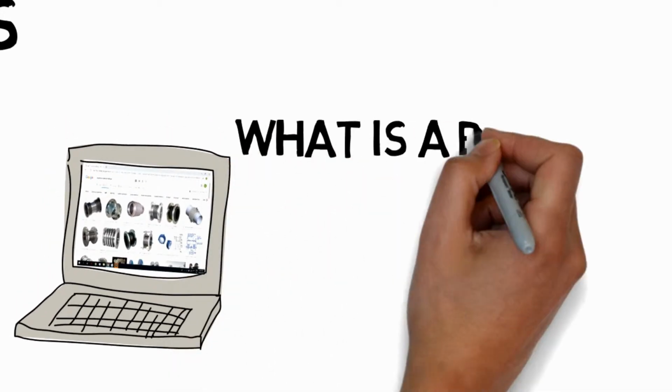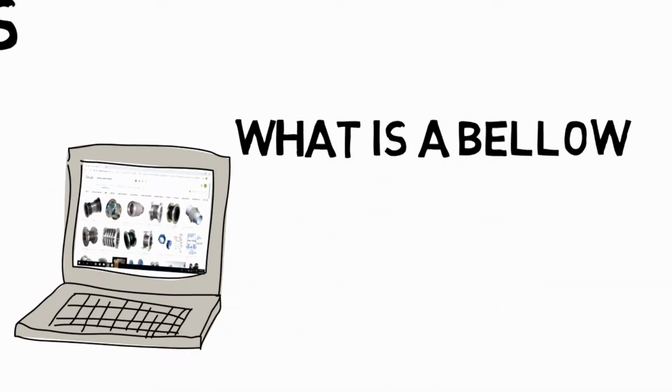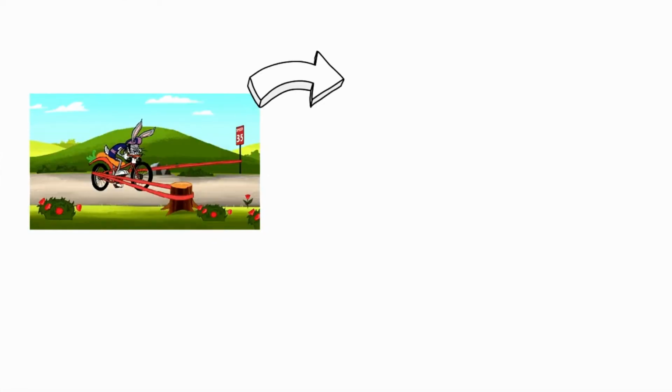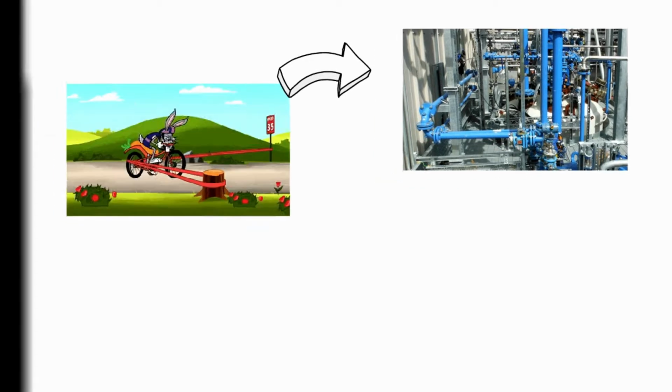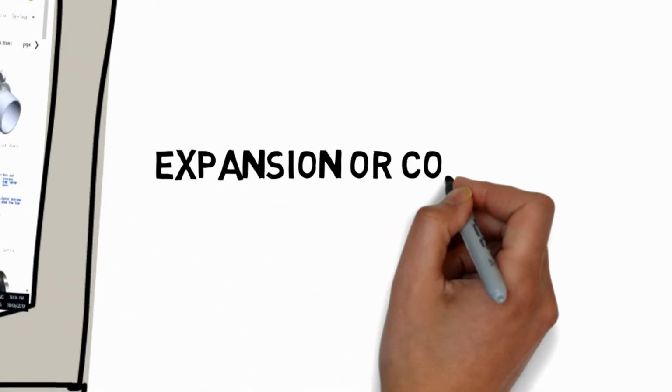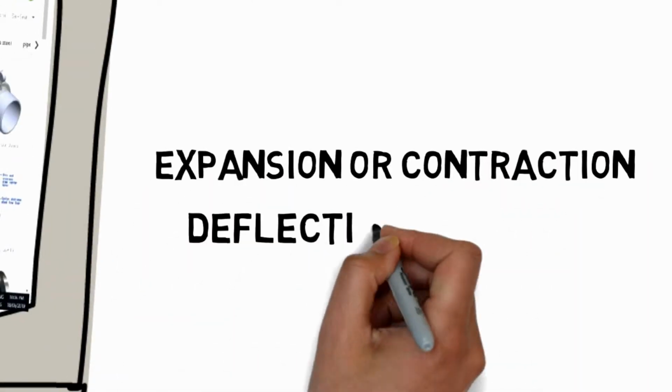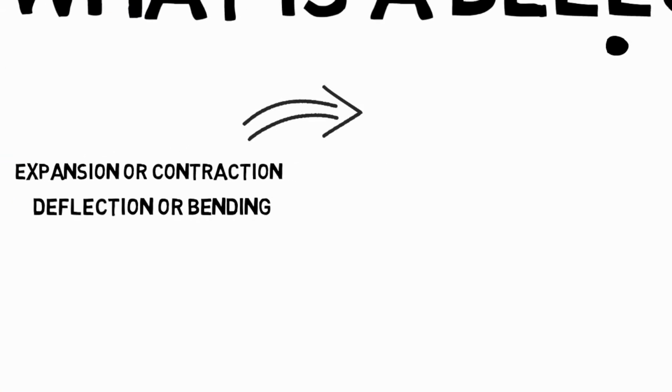What is a bellow? It's a flexible element which is used in a piping system to absorb expansion or contraction, deflection or bending in a piping system.